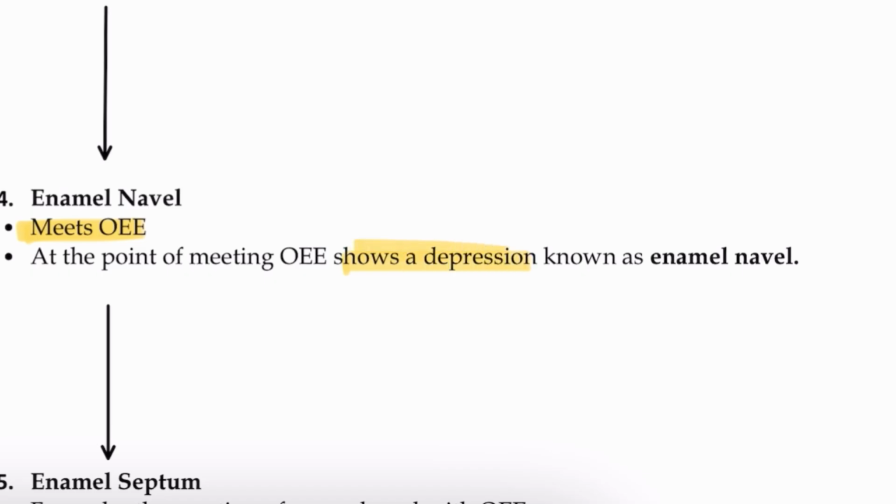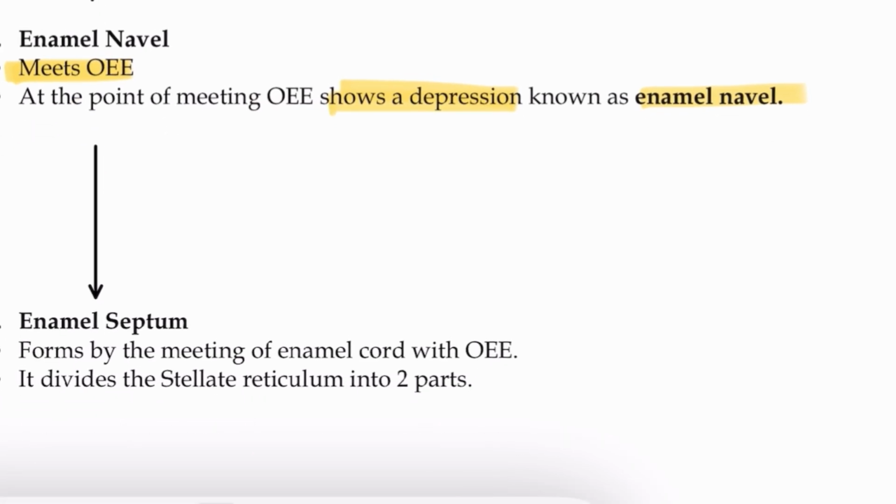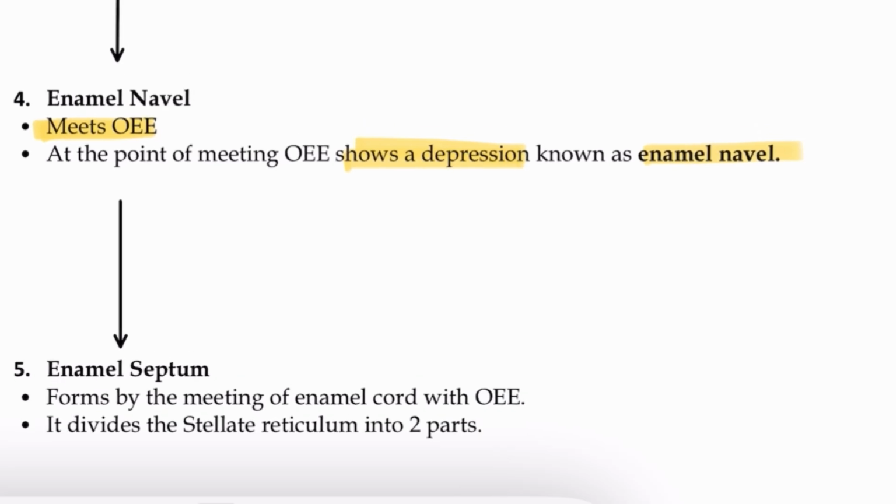What has happened? The vertical extension of enamel knot was cord. From cord we are coming up with navel. How? When cord meets the outer enamel epithelium, it will show a depression. That depression is known as enamel navel. And now that enamel cord forms enamel septum. Okay, so cord is meeting the outer enamel epithelium. So this is formed by the meeting of enamel cord with outer enamel epithelium. It divides the stellate reticulum into two parts.